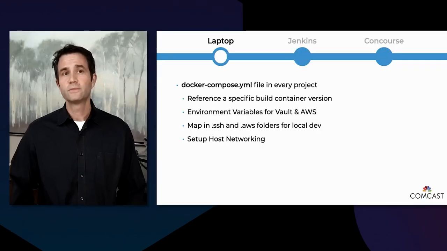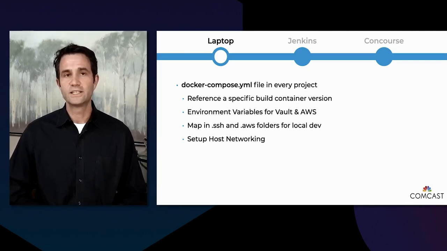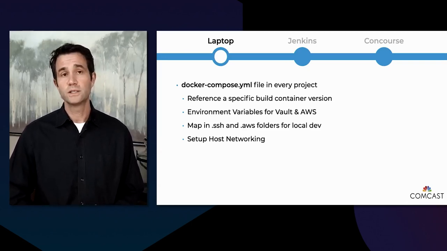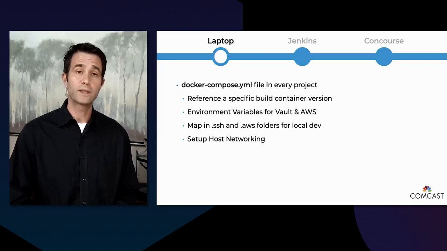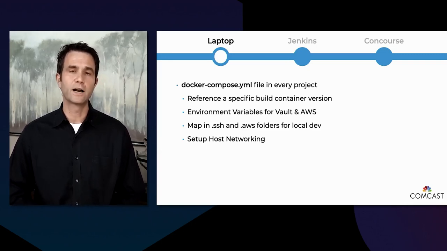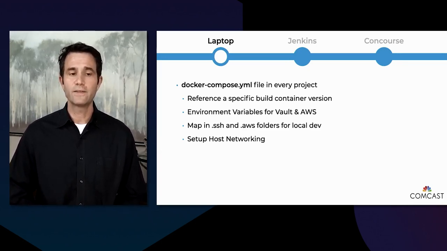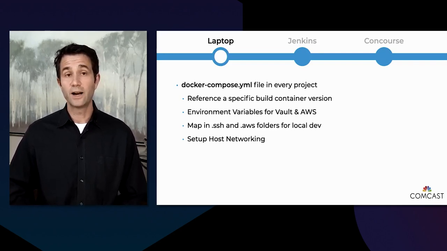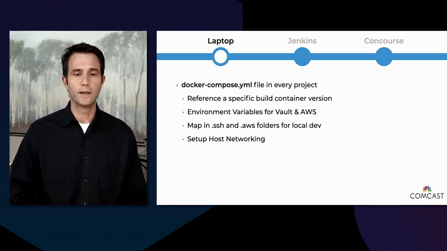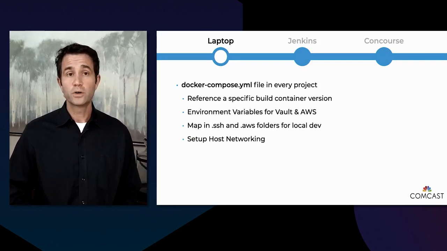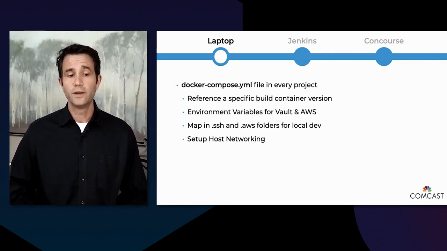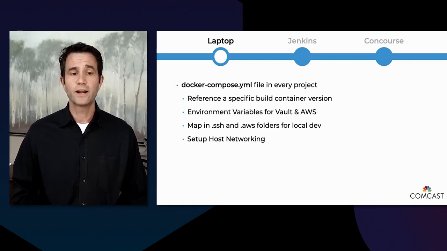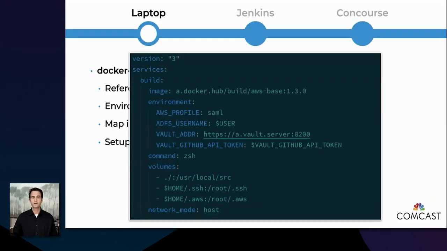So why do we do this? It gives us two places to change settings when we need to. First is when you're running from your laptop. To support that, every one of our projects has a Docker Compose file in it. Inside of that Compose file, we reference a specific build container version, environment variables for, say, Vault or AWS. We map in folders required to do local development, and we set up host networking.